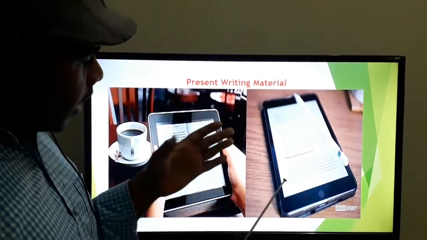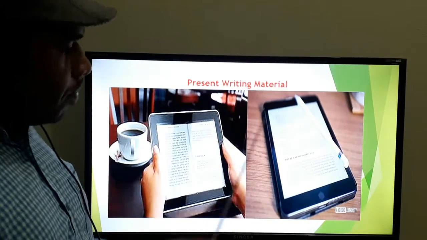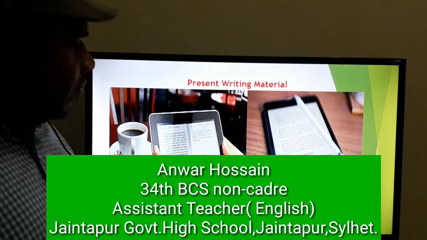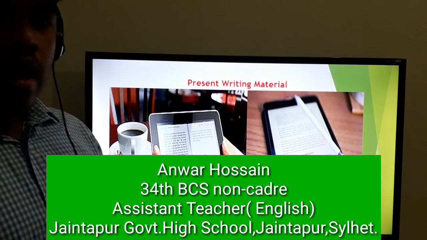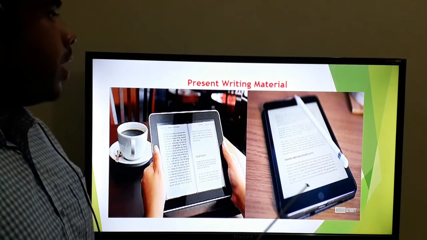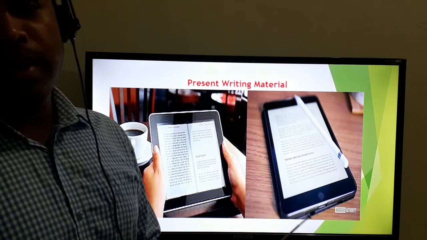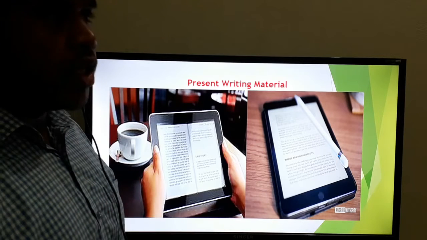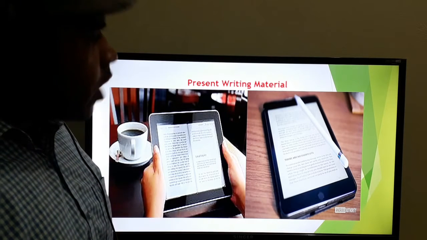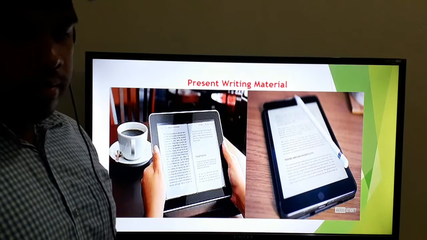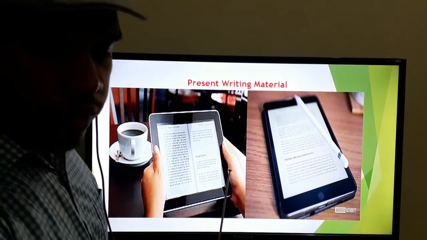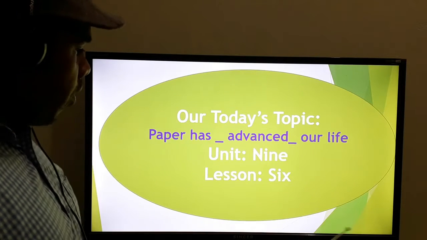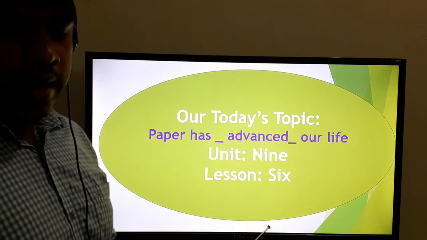I showed you some pictures, and through the pictures you have developed an idea of how difficult it was, before the invention of paper, to keep any written documents, or I should say records. That was very difficult at the time, but right now it is very easy. So our today's topic is "Paper has advanced our life", from Unit 9 and Lesson 6.